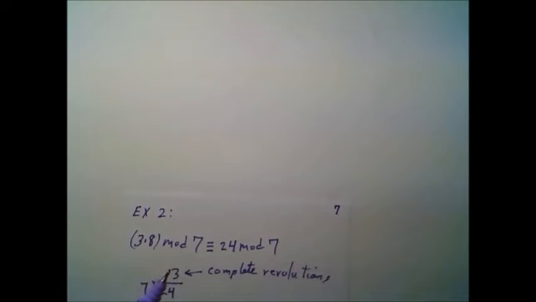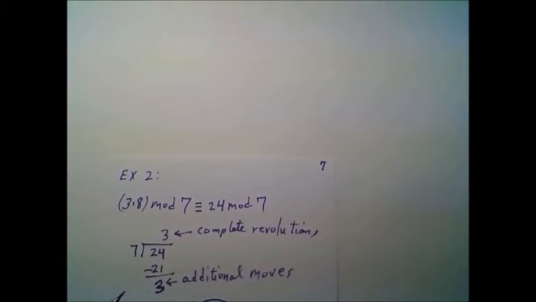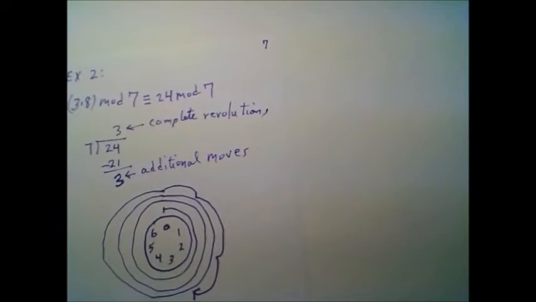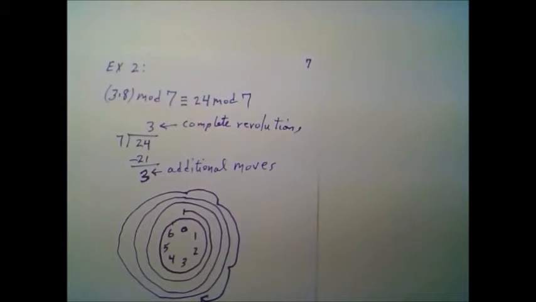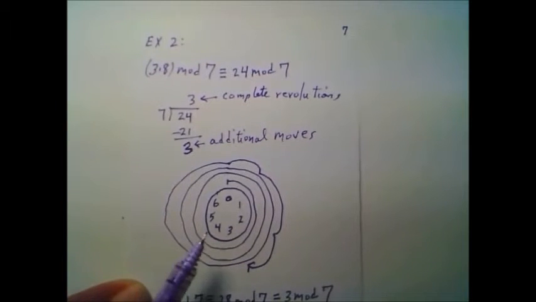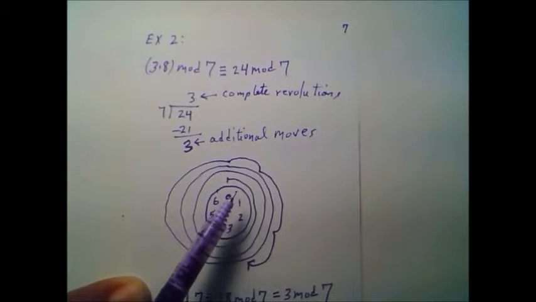We always start at 0 for modular arithmetic. We would go around 1 complete revolution, 2 complete revolutions, 3 complete revolutions. At that point, we're at 0. Then we have to look at the remainder. The remainder tells us that we have to make 3 additional moves. So we just go 1, 2, 3. And as you can see here by looking at the mod 7 clock, I will end up at 3.